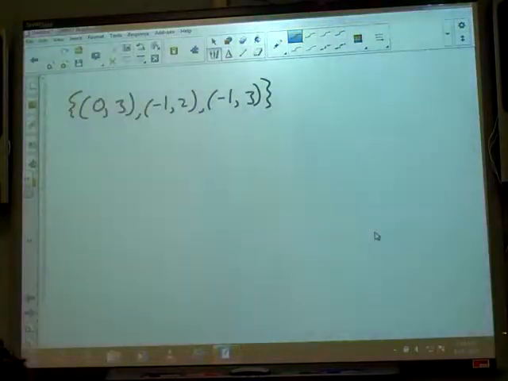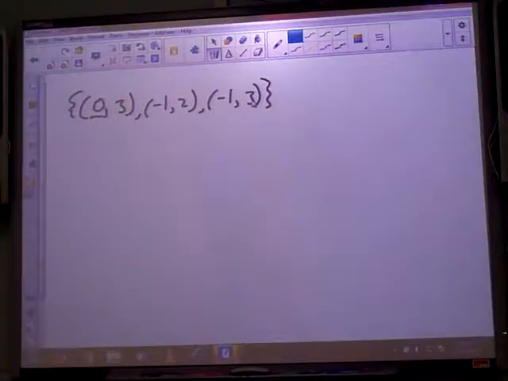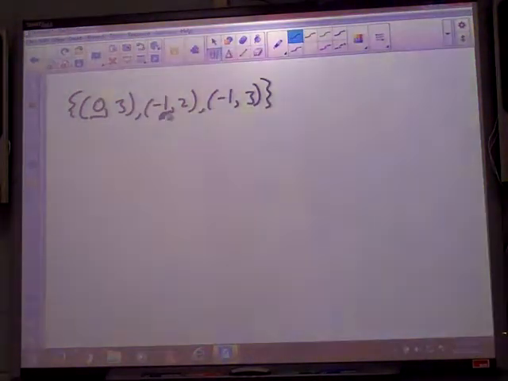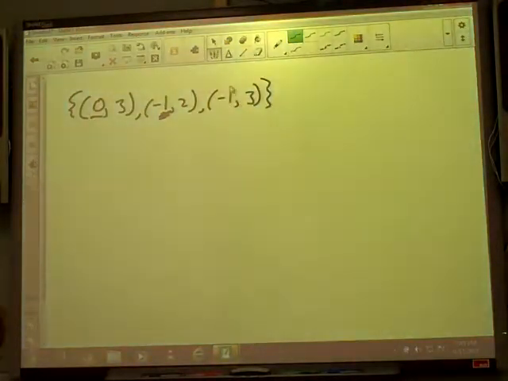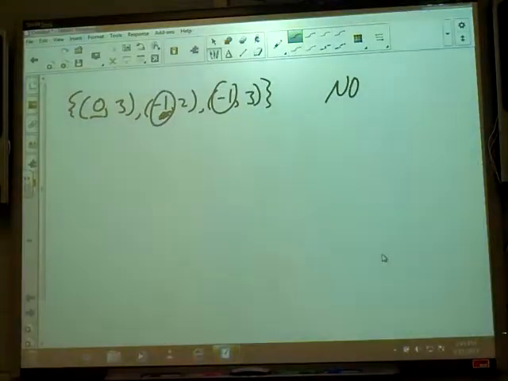So if I'm looking at this and asking you if it's a function or not, I look here and I say, all right, 0 goes with 3. Does 0 go with 2? No. Does 0 go with that 3? No. So far so good. Now I get to negative 1. Negative 1 is supposed to go with 2. It can't go with anything else. Oh, here negative 1 goes with 3. So I've got a negative 1 in the x spot twice, which means that is not a function. X's can't be repeated. Y's don't matter when you're checking for a function. It's all about the x's.